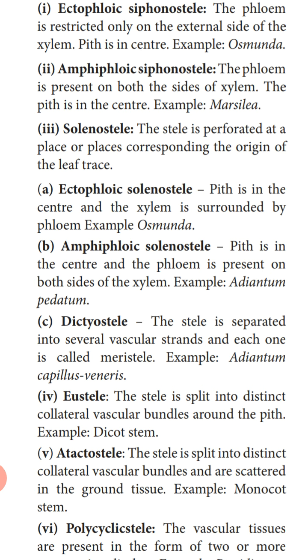Next is the Actinosteel. In Actinosteel, the steel is split into distinct collateral vascular bundles that are scattered in the ground tissue. That is, the xylem and the phloem are present in a vascular bundle with phloem facing towards the epidermis and xylem towards the center. These vascular bundles are scattered in the ground tissue, which is the parenchymatous tissue. So in the ground tissue, the vascular bundles are scattered here and there. Then it is called Actinosteel. Example: the monocot stem.